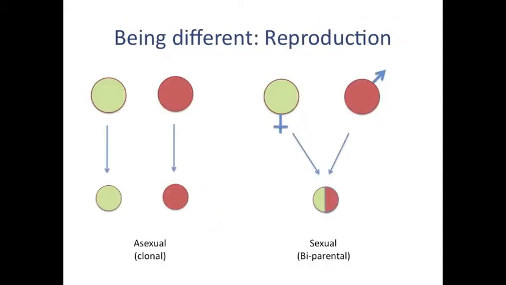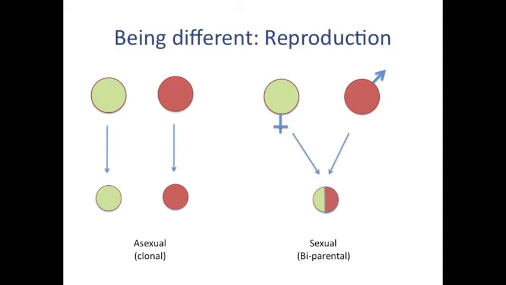Now comes the hardcore bit of biology. Being different has a lot to do with reproduction. Name giving is a kind of reproduction, if you want. Let's look at a situation where you do reproduce asexually. In this case, it means that the offspring here is an exact copy of the parent.